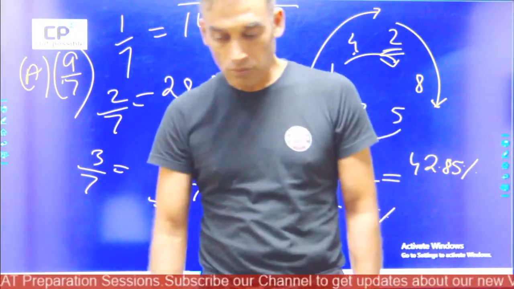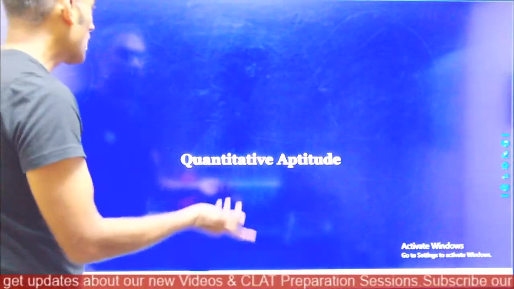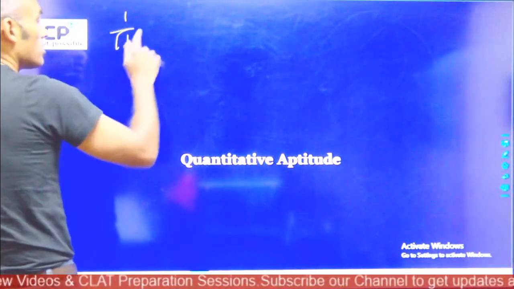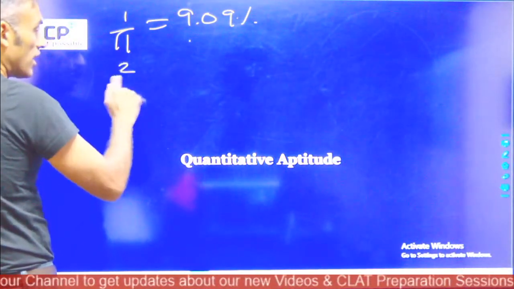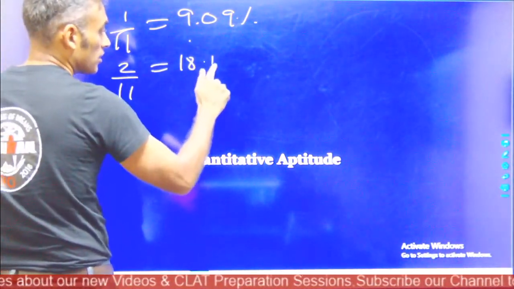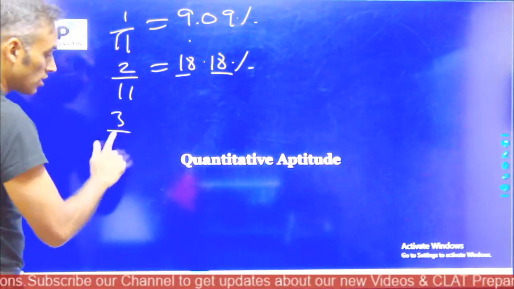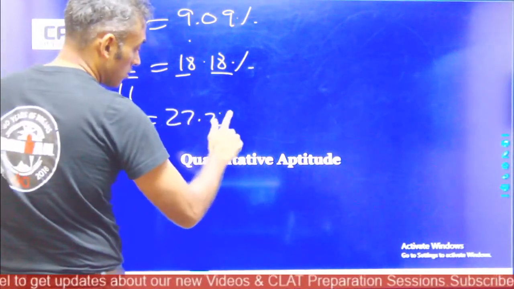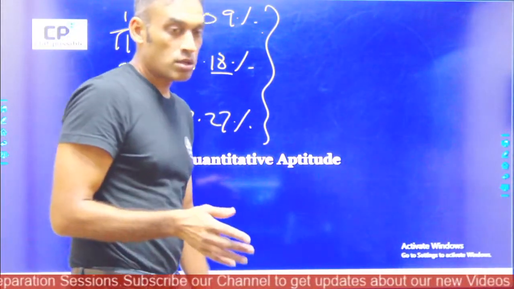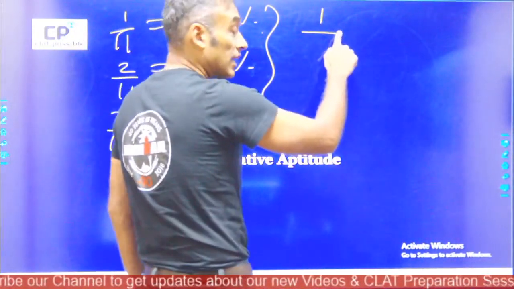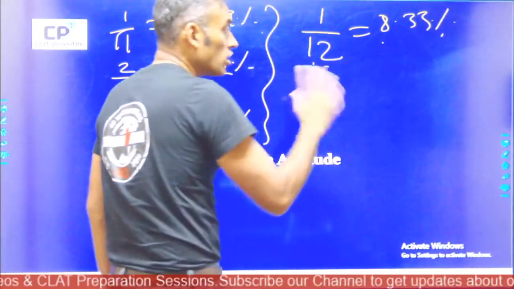Okay, so I'll give you one more. 1 by 11 is nothing but 9.09%. So 2 by 11 is 18.18%. It's always a repetition here. So whenever you see a repetition, it's a by 11 term. 3 by 11 is 27.27%. 1 by 12 we've already done today, along with 1 by 8. So 1 by 12 is 8.33%. Now you can figure out all the values of 1 by 12.